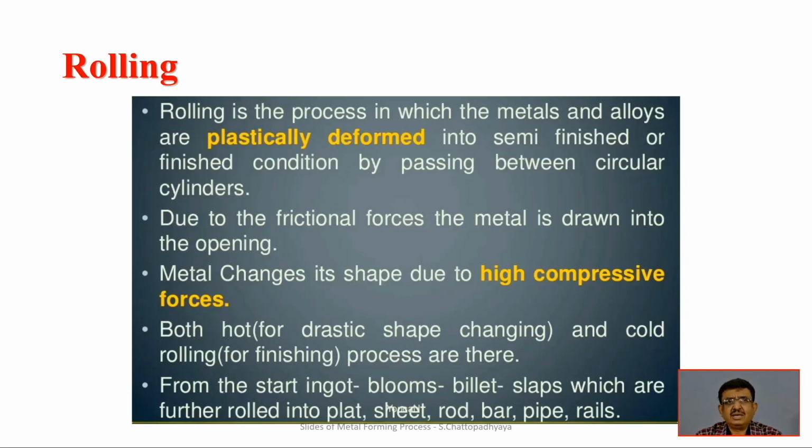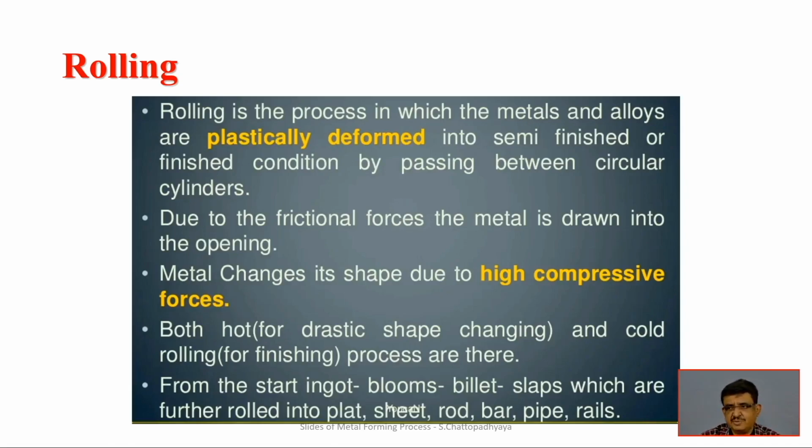Now we will discuss a little bit about the rolling activity. What is rolling? Rolling is the process in which metals and alloys are plastically deformed into semi-finished or finished condition, passing between circular cylinders. Circular cylinder surfaces are responsible for producing those plastically deformed surfaces with dimensional and shape changes. Very productive process. And the frictional force comes from the metal and the rolls, depending upon their temperature also. So metal changes its shape due to high compressive force.